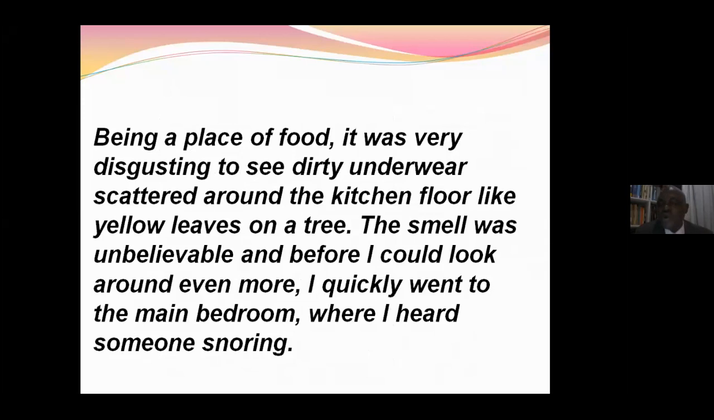Being a place of food, it was very disgusting to see dirty underwear scattered around the kitchen floor like yellow leaves on a tree.